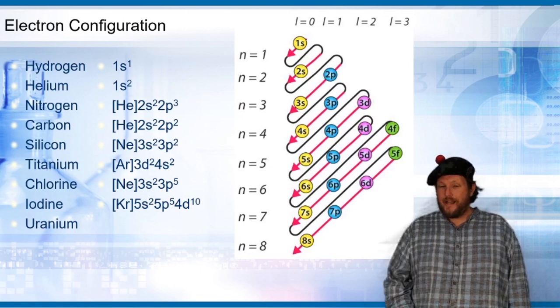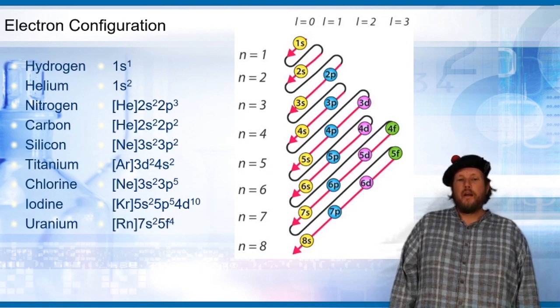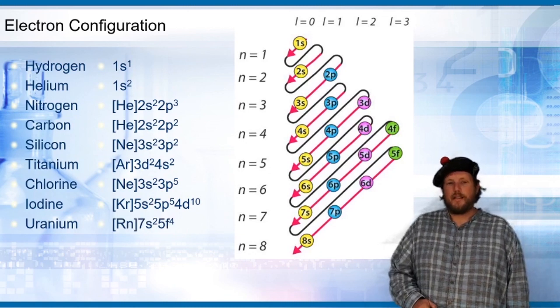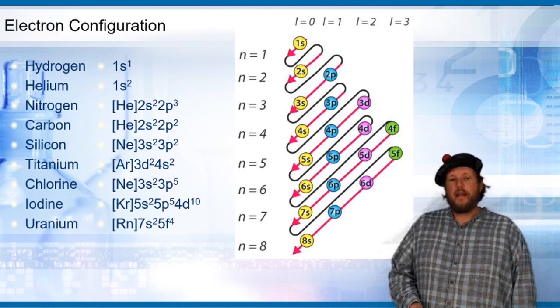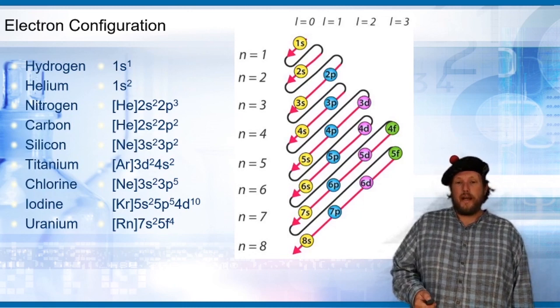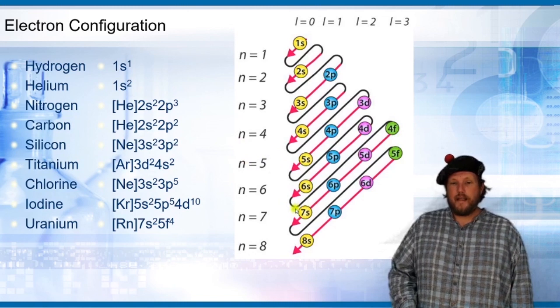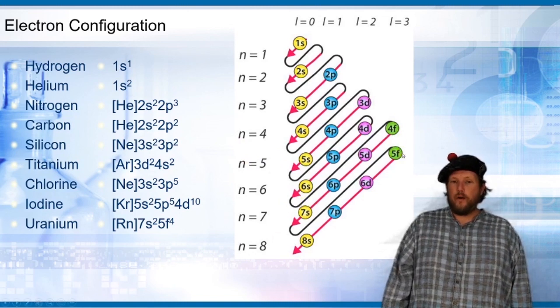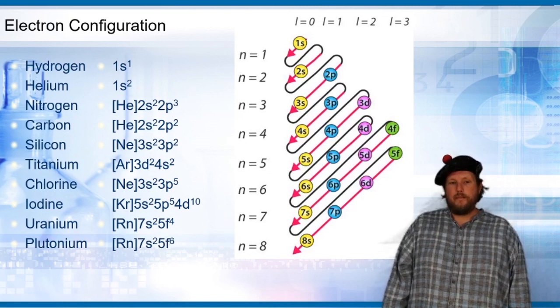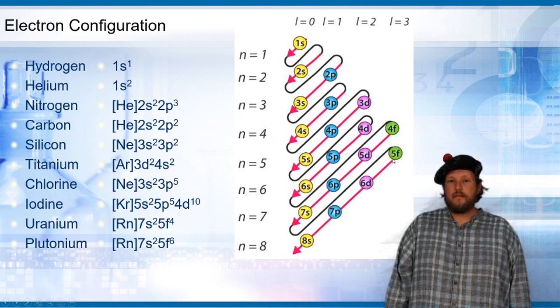Uranium, so now we can actually start dealing with uranium. Radon is the noble gas before it. It's on the seventh row, and so we start at 7s2, and then go up here to 5f4. Plutonium, radon again on the seventh row, radon 7s2, 5f6.